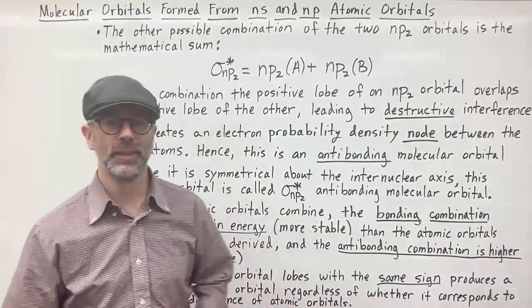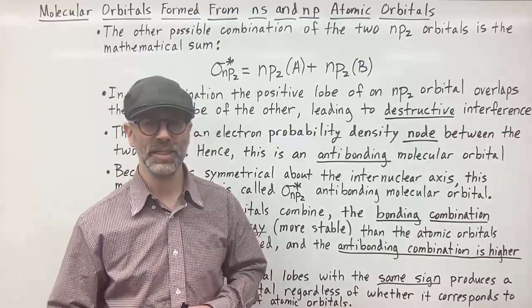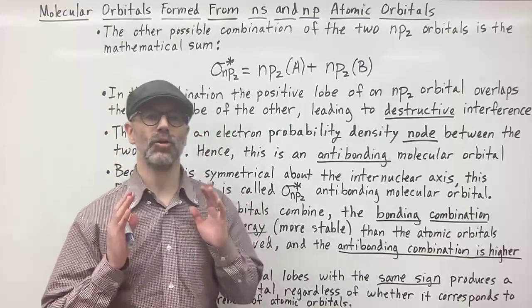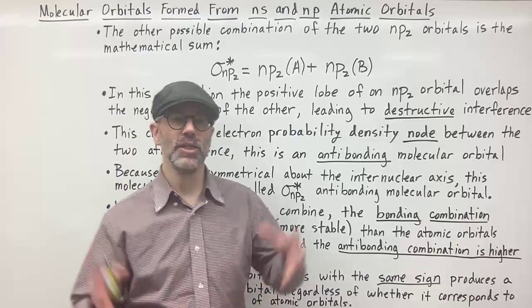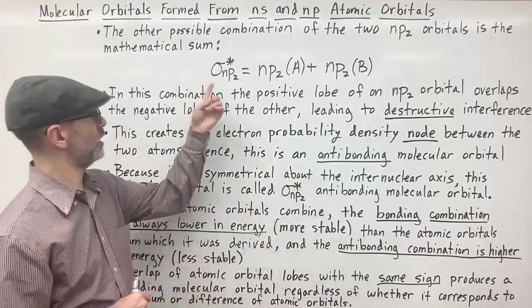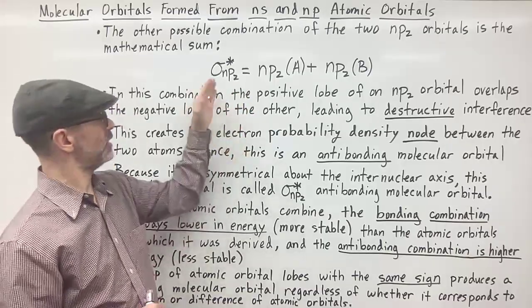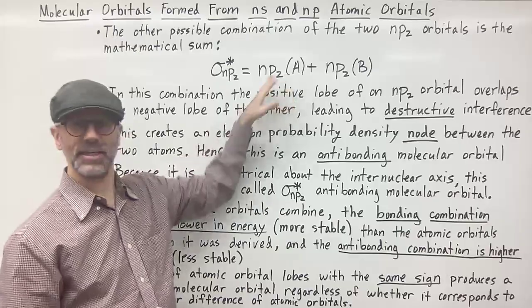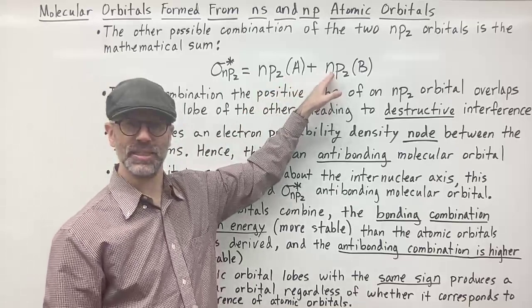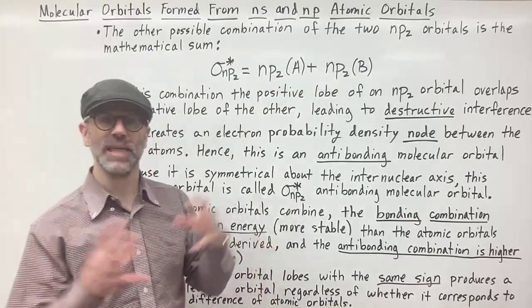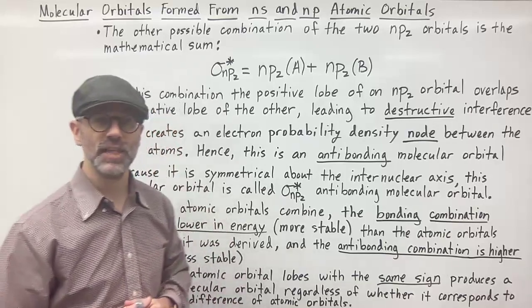Okay, so let's talk about the other possible combination. The other possible combination of the two NPZ orbitals is the mathematical sum. So we just talked about the difference. Let's talk about the sum. When you sum them together, in this case, you're going to end up with a sigma NPZ star antibonding orbital. And so this is equal to NPZA, the NPZ orbital on one atom, atom A, plus the NPZ orbital on atom B. Those are going to be summed together, and that gives rise to an antibonding sigma orbital.